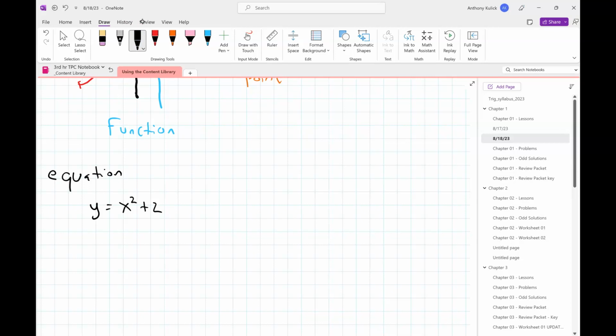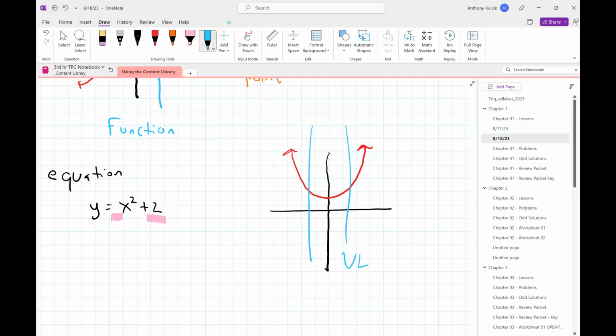Not really. In this case, do you remember how to tell if it opens up or down? You look at the leading coefficient, and if that leading coefficient is positive, it should open up. If it's negative, it should open down. And then if all we have is a constant term next to it, that just tells us that the graph would be translated up 2 units. So the function should look like this, in which case this would pass a vertical line test, and we would tell it's a function.